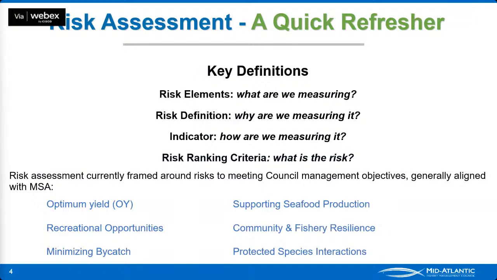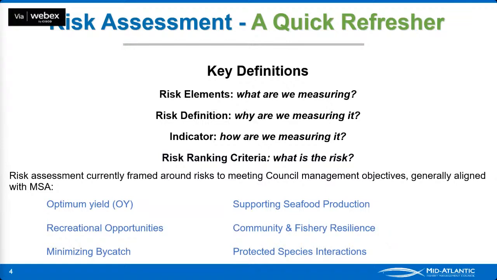So just a quick refresher in regards to what the risk assessment is actually doing. We have a series of risk elements that the council identifies. So this is really what we are measuring. What are any aspects that the council is worried about that may impact meeting our management goals and objectives for our different fisheries. So identifying what those particular risks are. And then once we've identified those risk elements, we come up with a definition, which is really why are we measuring it? What are we trying to clarify with this risk element that we are considering including in our risk assessment? So why are we measuring it?